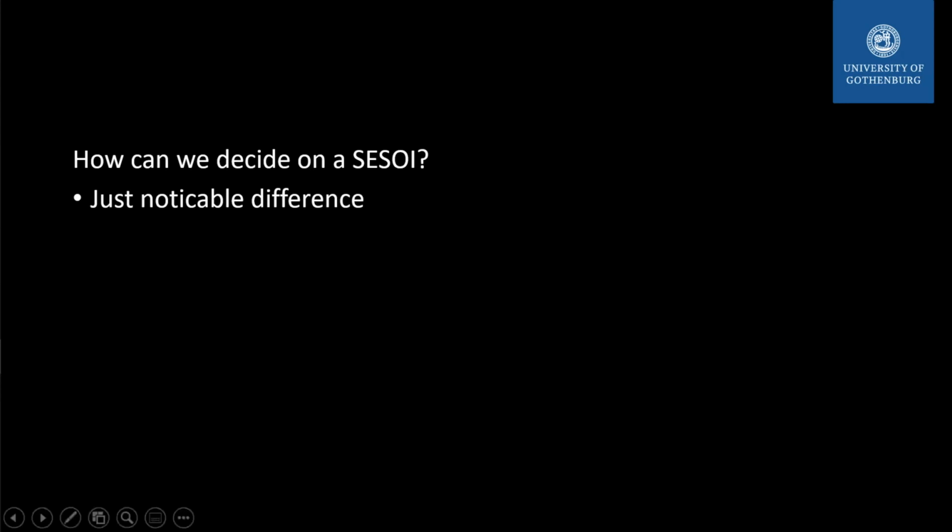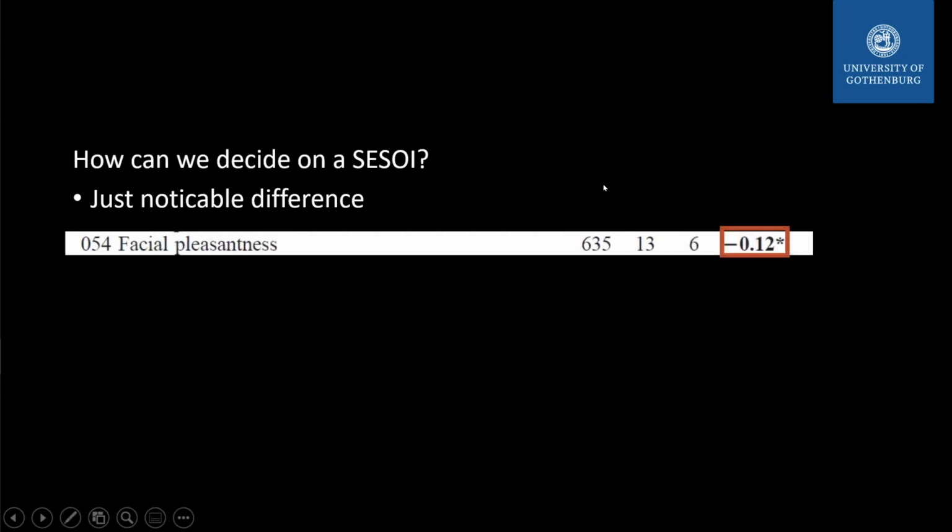If we're talking about, for example, claims about what cues people use to make accurate deception judgments, and I don't just mean deception judgments now, I mean accurate deception judgments, then I think the just noticeable difference could be a viable smallest effect size of interest. If we go back to the cue facial pleasantness, let's say for argument's sake that the actual effect of facial pleasantness is a d of 0.12. Liars are a little bit less pleasant than truth tellers.